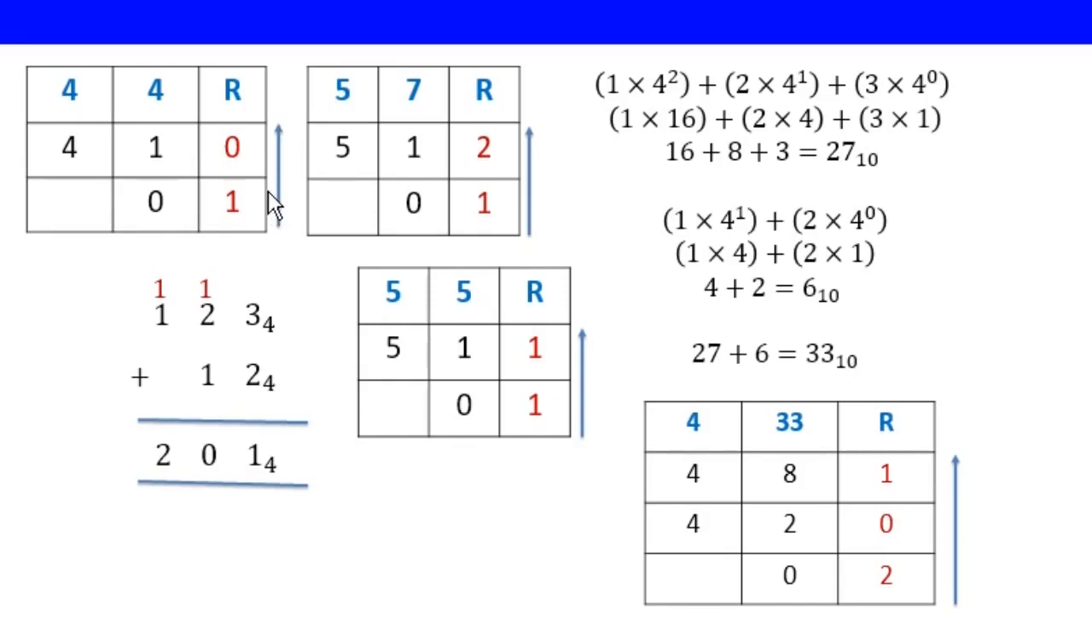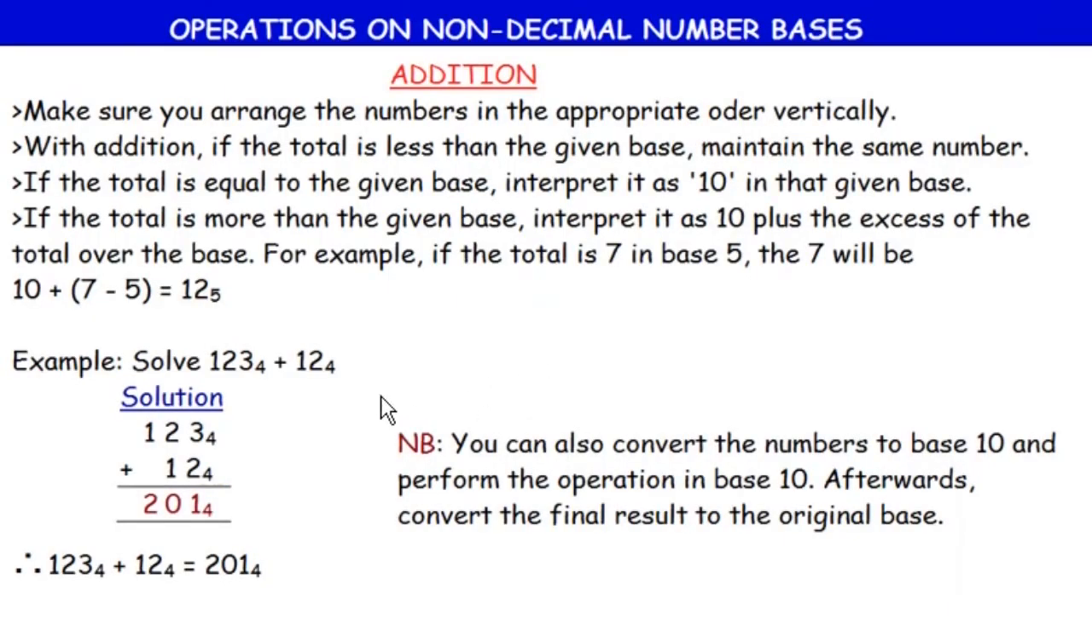Now assuming it was 5. What is 5 divided by 5? It is 1, remainder 0. Then 1 divided by 5 is 0, remainder 1. Or when you get here, because 1 is less than 5, you can stop and read from the last quotient to the right. So 10. Whenever you add and the total gives you the same as the base, the answer in that new base is 10.